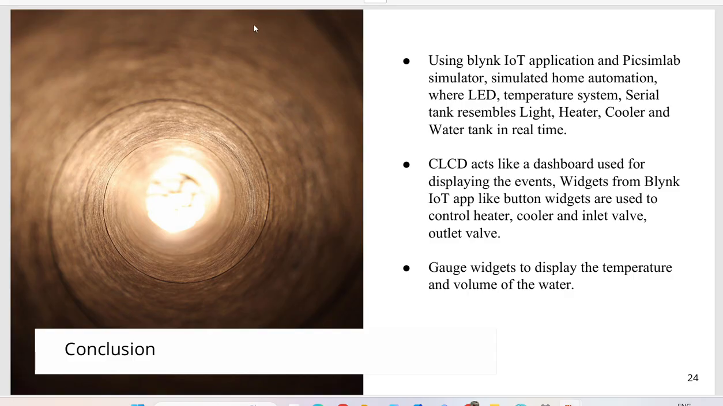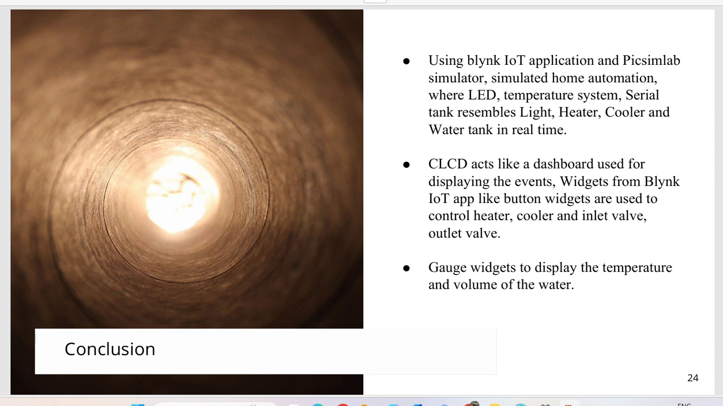Using the Blynk IoT application and a PSIM lab simulator, I simulated home automation, where LED and temperature system and serial tank resemble light, heater, cooler and water tank in real time. CLCD, I already told, acts like a dashboard used for displaying the events. Widgets from the Blynk IoT app like button widgets are used to control heater, cooler, inlet valve and outlet valve. Coming to the gauge widget, it displays the temperature and volume of the water, like how much the water is filled.